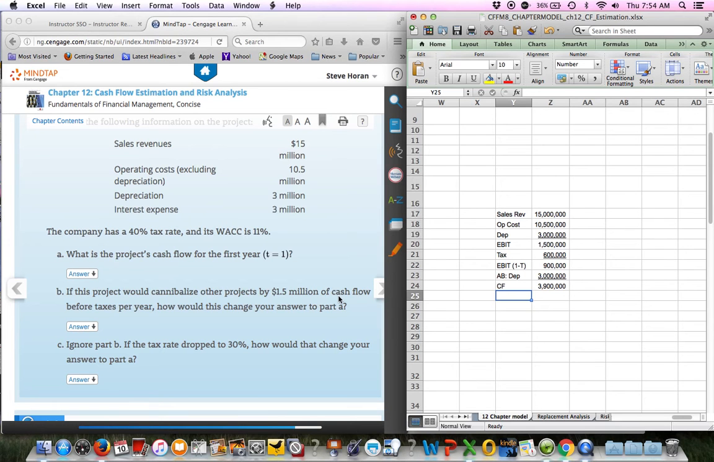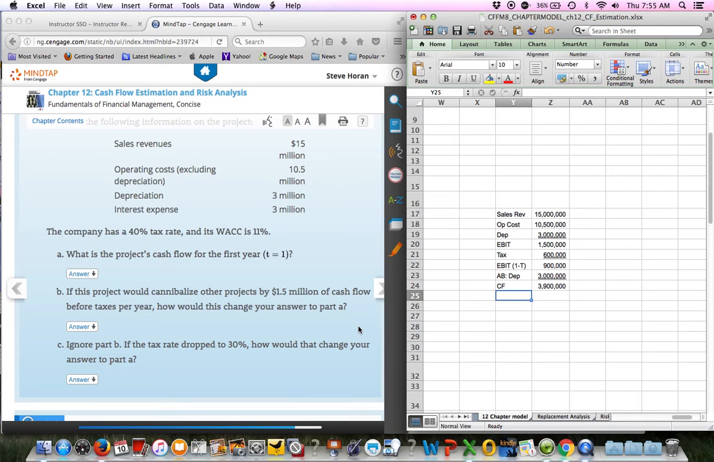Question B says if the project would cannibalize other projects by 1.5 million of cash flow before tax, how would this change your answer to A? Hopefully you're realizing that if we launch this project and make a product, people will buy less of other products we're selling because they like this one better. That's an externality, what they call a negative externality. Because of that, I will now have to charge my project for that amount.